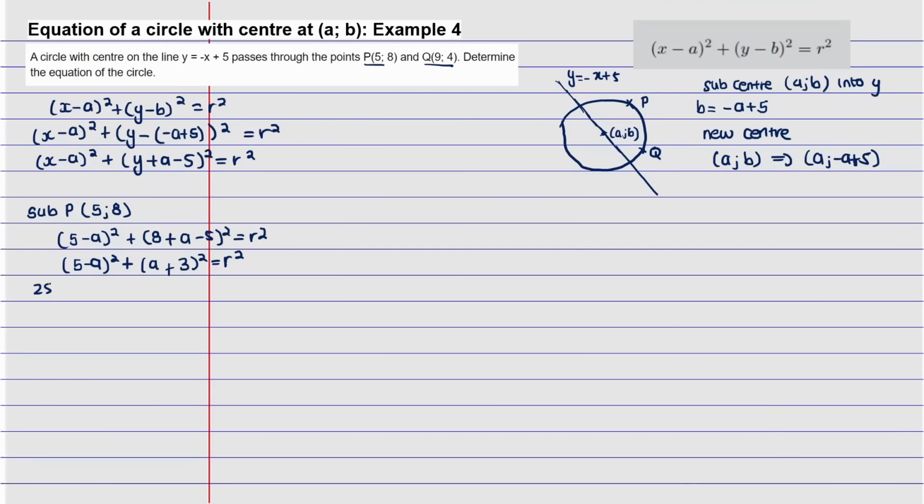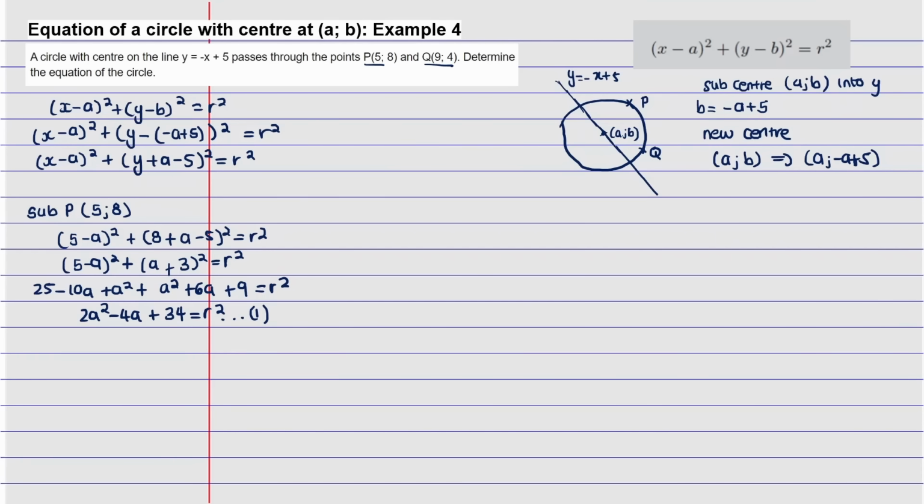Here it's going to be 25, right? Minus 10A, plus A squared. Then here it's going to be plus A squared, plus 6A, then plus 9 is equal to r squared. Group like terms, this is the same as 2A squared minus 4A plus 34 is equal to r squared, right? So we're going to name this equation 1.